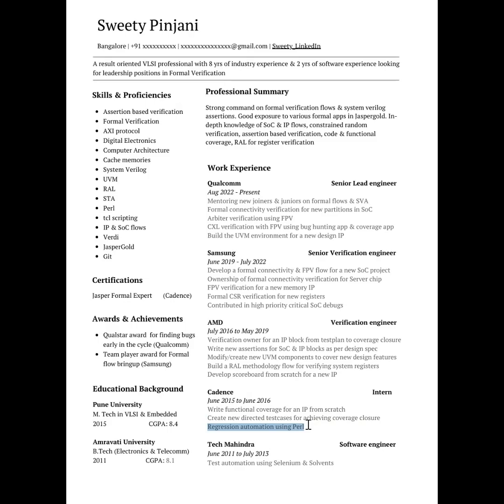They have knowledge of Perl scripting. So here also we come to know they have good exposure to functional coverage, writing directed test cases and regression automation. The person also has some experience in software, which they have mentioned, where they were working on test automation.